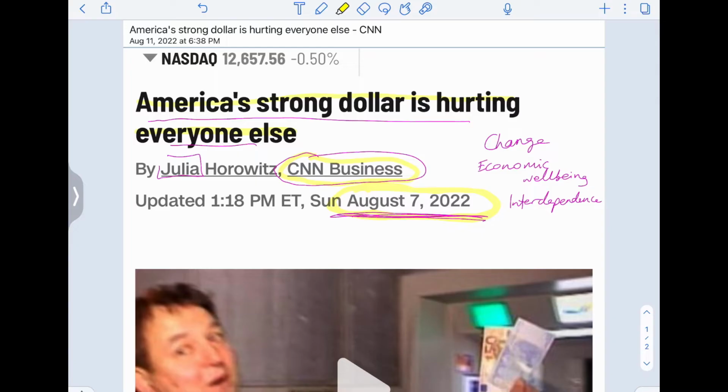Now, the key concepts, the three out of the nine central concepts that this article combines, are change, economic well-being, and interdependence. So, how do the three connect in the context of the article? Well, changes in the exchange rate of the US dollar are negatively affecting the economic well-being of many countries around the world due to the interdependence between nations in this global economy that we live in.